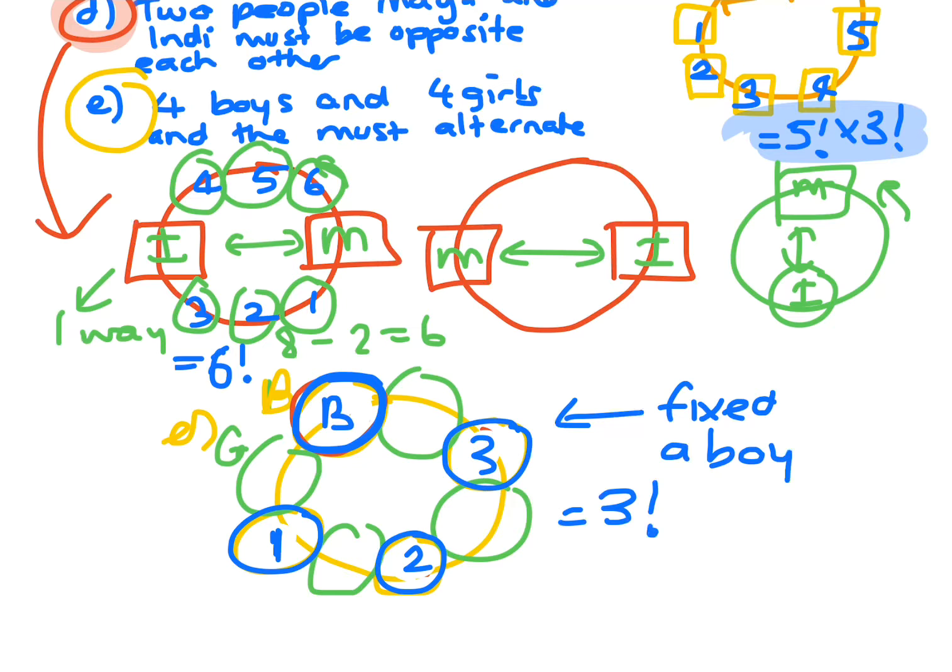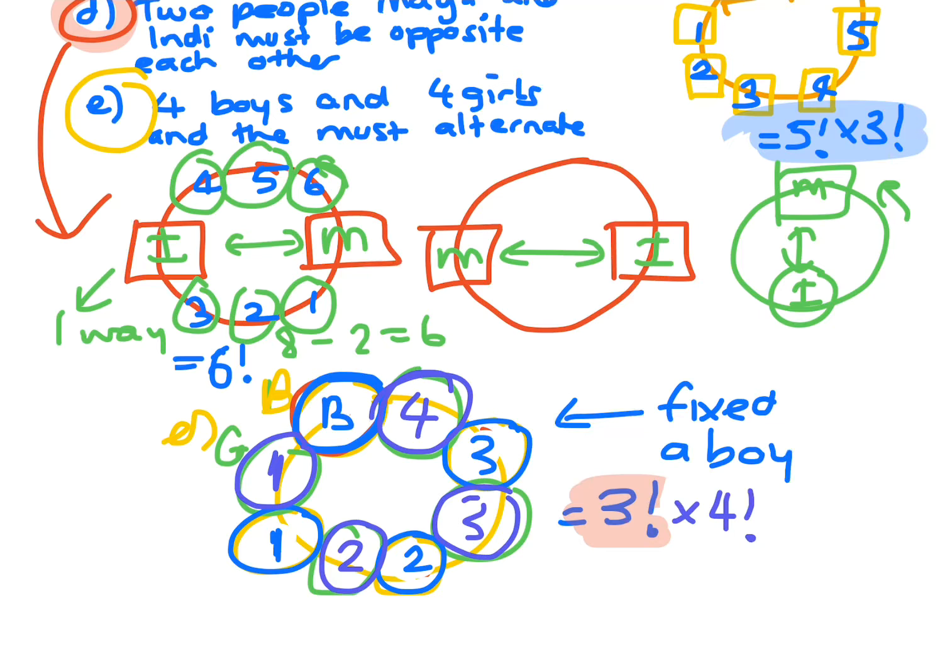And then if you look at the girls, the girls basically now have 4 seats to choose from. So we could put 4 different girls next to the first boy, or 3, or 2 in the next one, or 1. Because once you fix the boy, then it fixes everything else. So it's times 4 factorial. So what you notice here is that it is only one of them that is 1 less, the boys.